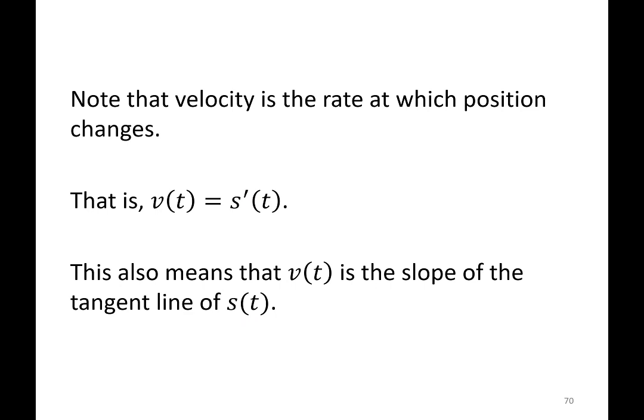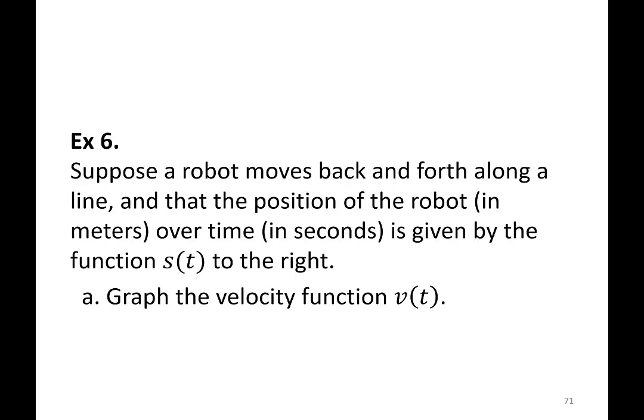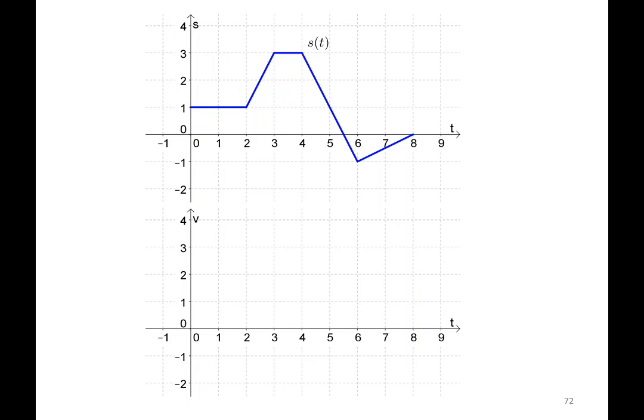So this also means that the velocity is the slope of the tangent line of the position function. In our example 6, we have a robot that moves back and forth along a number line, and the position of the robot in meters over time in seconds is given by the function s of t to the right. It's to the right on your copy of the notes. In this presentation, it's on the next slide. The first part says graph the velocity function v of t based on the graph of s of t, the position function. So there's the graph of the position function.